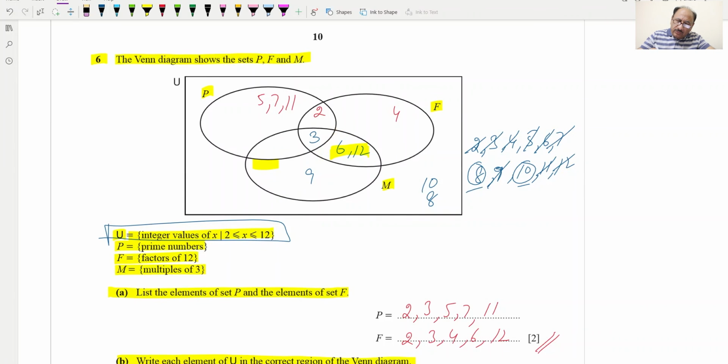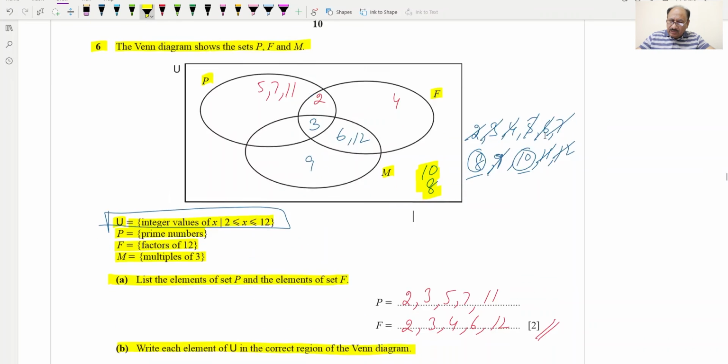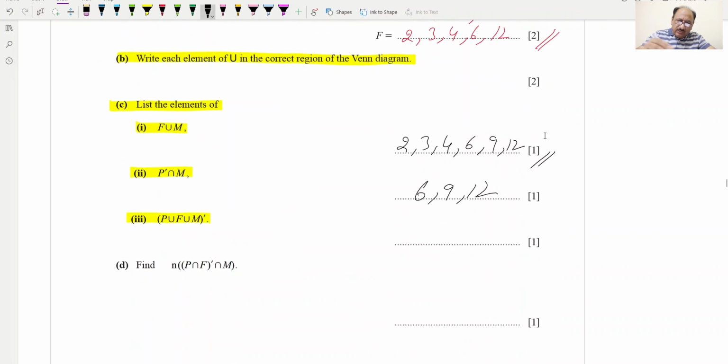So I will remove the shading part first. This is basically 6 here, and now we can figure out the P union. So everything included in these three regions, and the complement of that will be the outer region, which contains only 8 and 10. So we can write here 8 and 10. This will be our answer. This is also 1 mark each.